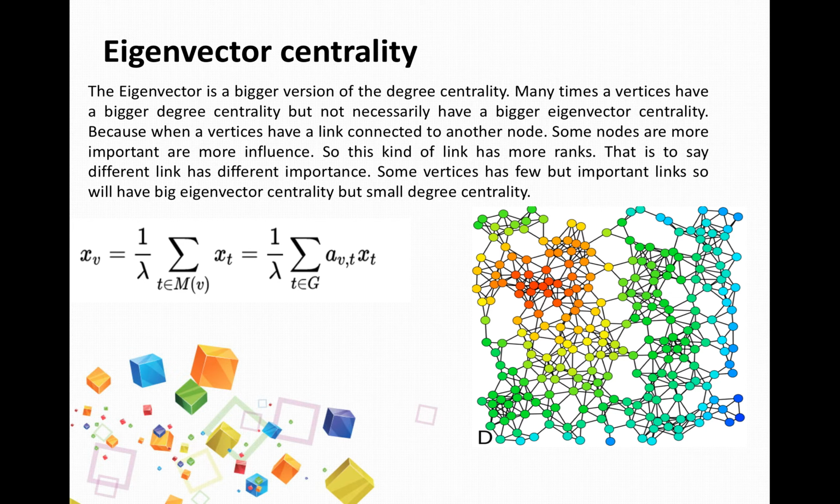Eigenvector centrality is actually an extended version of degree centrality. Many times a vertex has a bigger degree centrality, but not necessarily a bigger eigenvector centrality. Because when a vertex has a link connected to other nodes, some nodes are more important and more influential, so these links have more rank, more credit. That is to say, different links have different importance. Some vertices have few but important links, so they will have big eigenvector centrality but small degree centrality. Here is the equation to calculate it, and here is a picture to show the eigenvector centralities.